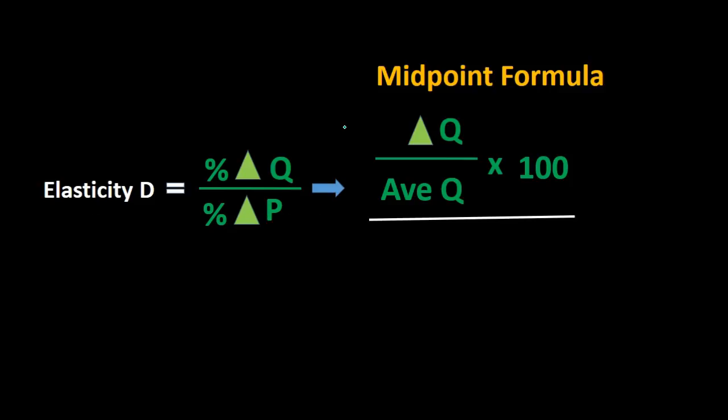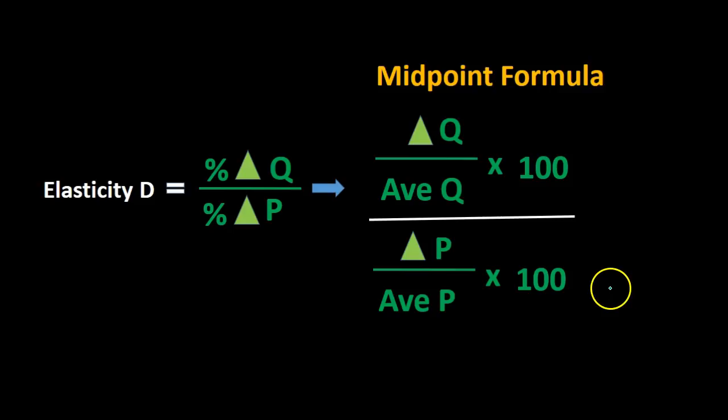And then let's move the decimal over. And then we're going to divide that whole thing by the change in price over, obviously, again, the average change in price. So we're going to take the two numbers in price, add them together, and then divide by 2 to get the average. We could then multiply that by 100 to move the decimal over.